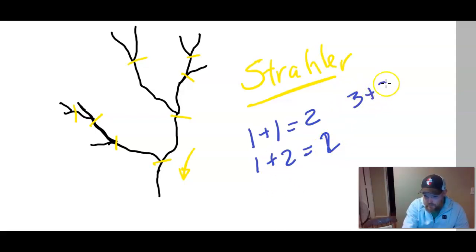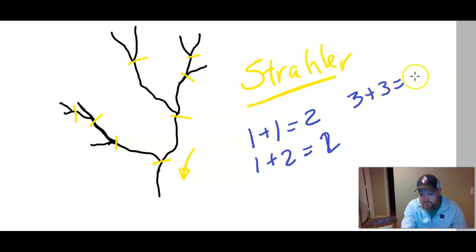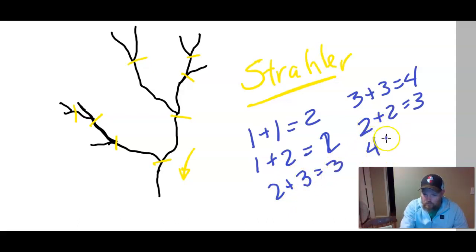3 plus 3 equals 4. 2 plus 2 equals 3. Yeah, it does, baby. That's what it equals. And then 2 plus 3 equals 3. 4 plus 3 equals 4.